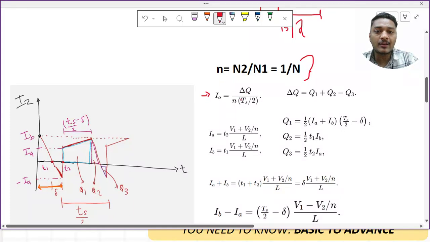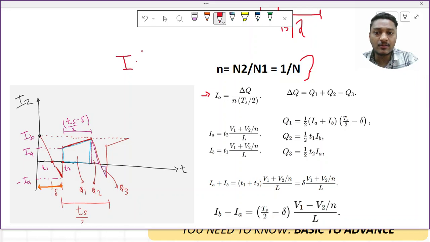I naught is delta Q divided by time, because you know that I into T is nothing but the charge Q. This is the basic expression you know, and from it we will derive I naught. So I naught is equal to delta Q divided by n into Ts by 2. Why have I written n here? Because I will have the values with respect to the primary side inductance. That is why the n term is there, and the overall duration of the curve I am going to take is Ts by 2.